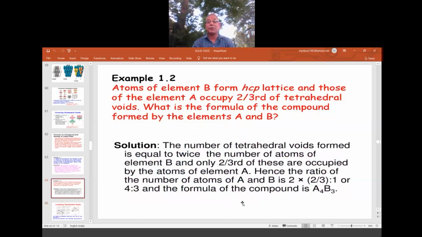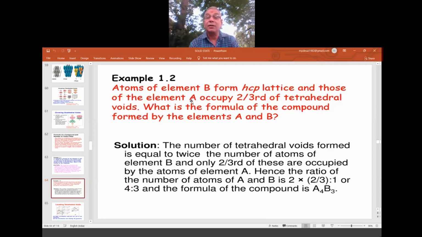These two examples are from the textbook directly. Now, atoms of element B form HCP, and those of element A occupy 2/3 of the tetrahedral voids.